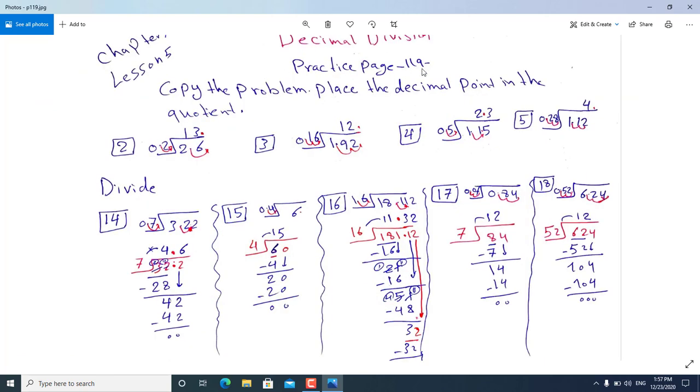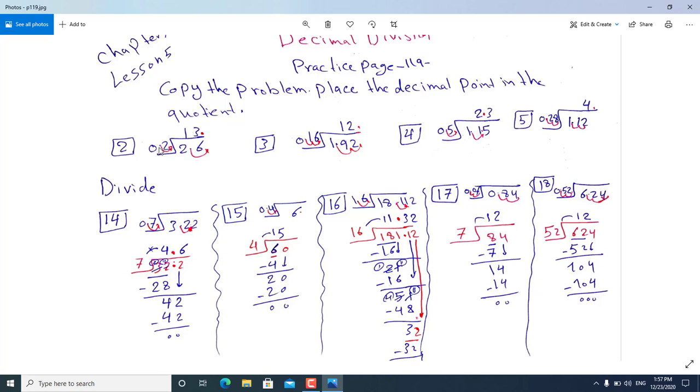We have practice page 119. Inshallah, when you come back to school, we will solve it again. Copy the problem and place the decimal point in the quotient. So from number 2 to 5, we don't solve. We will just put the point.